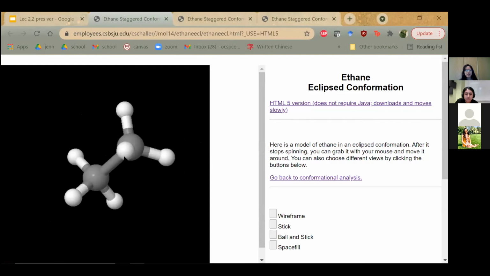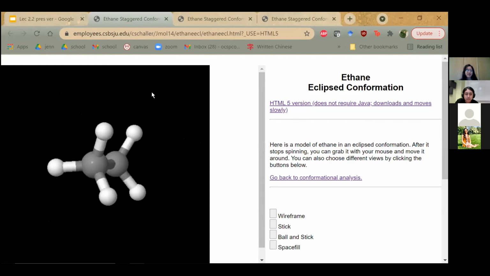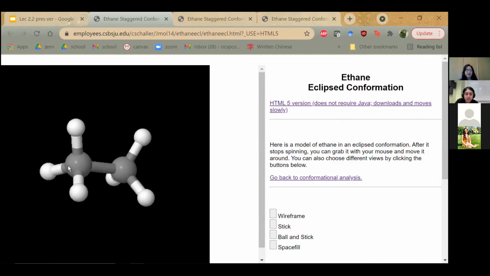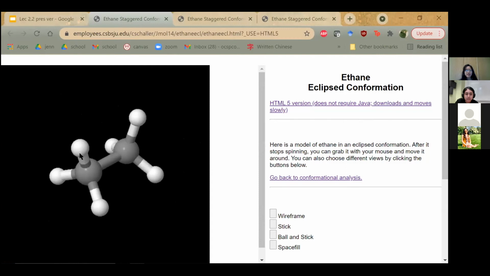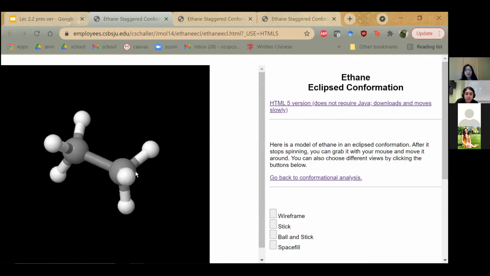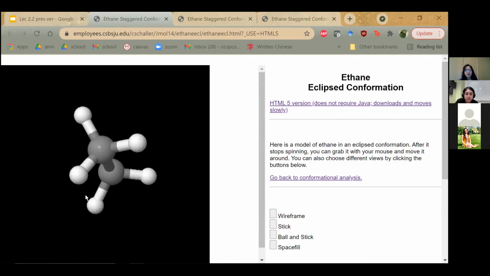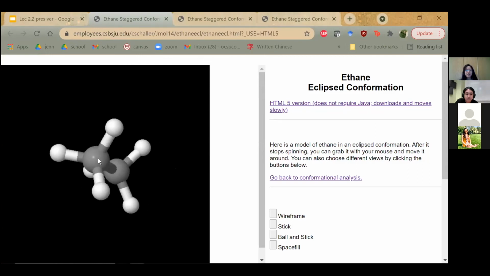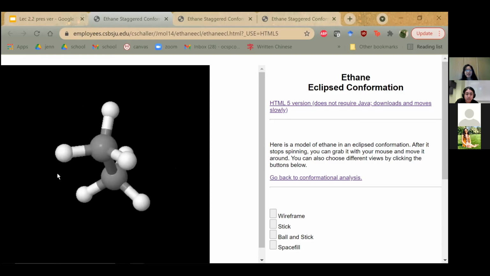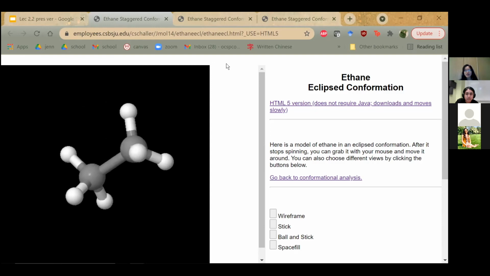Why does it keep reloading? Okay. Eventually it'll stop rotating. But anyway, these hydrogens are in the same plane, these hydrogens are kind of in the same plane, and these hydrogens are in the same plane. Wow, okay. And what does that mean? So essentially, if you were to view it from the side, okay, hold on, give me a second here.